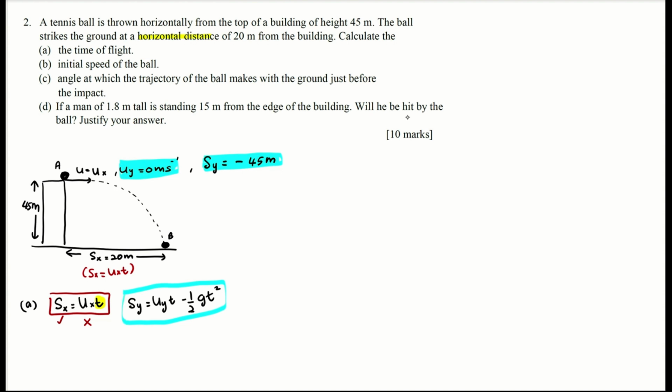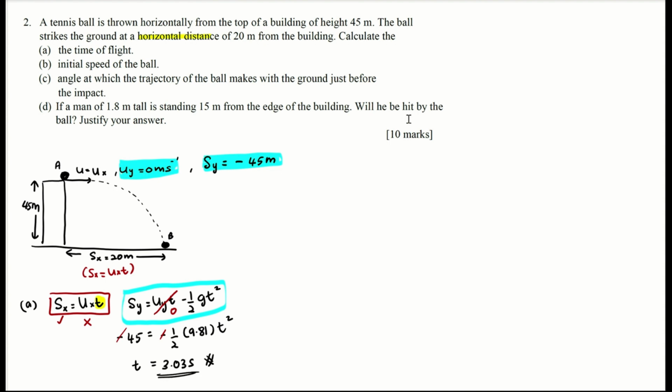So uy is equal to 0, so this one should be 0. And then sy negative 45. Negative half, g is 9.81. Jangan masukkan negatif lagi sekali sebab negative half gt squared tu dah negatif dah. And then t squared. Okay, so this one you can cancel negative. So finally, you akan dapatlah jawapannya t is equal to 3.03 second.